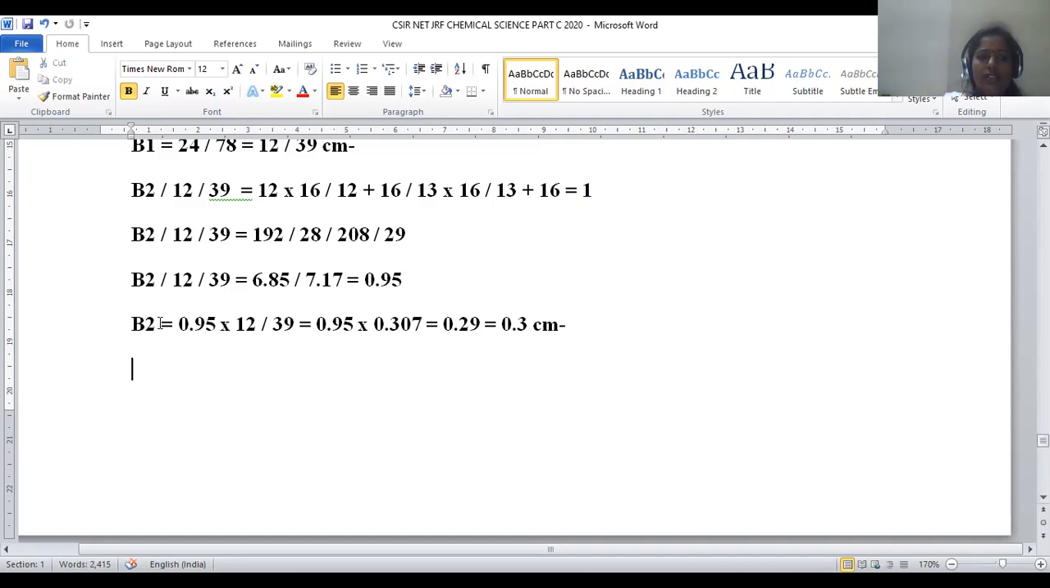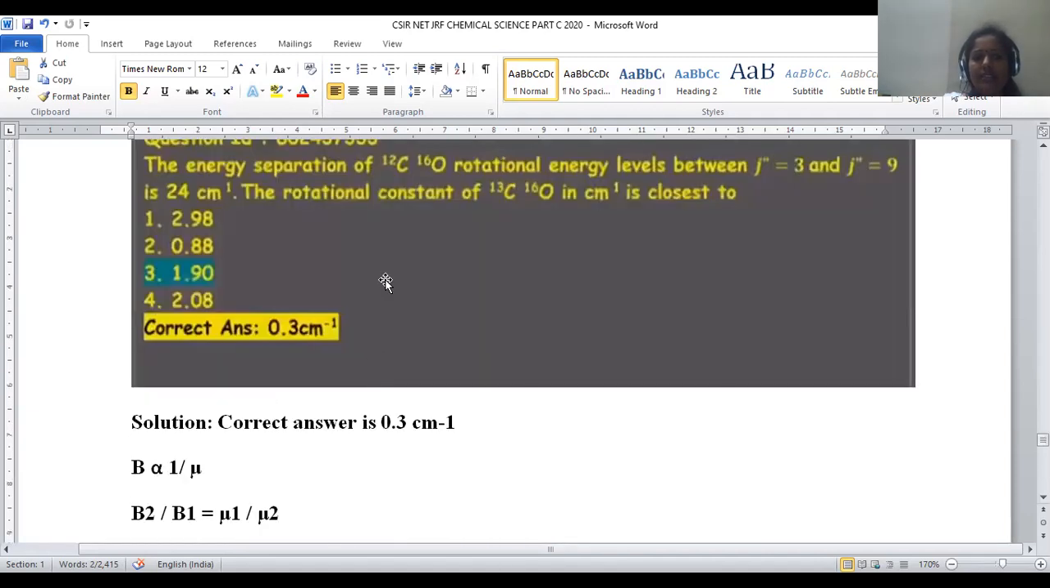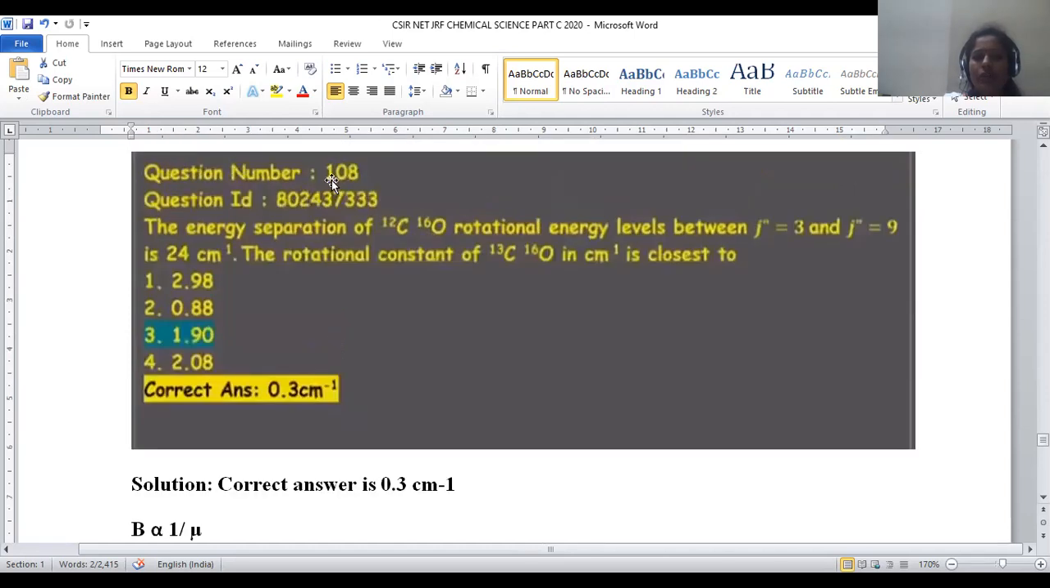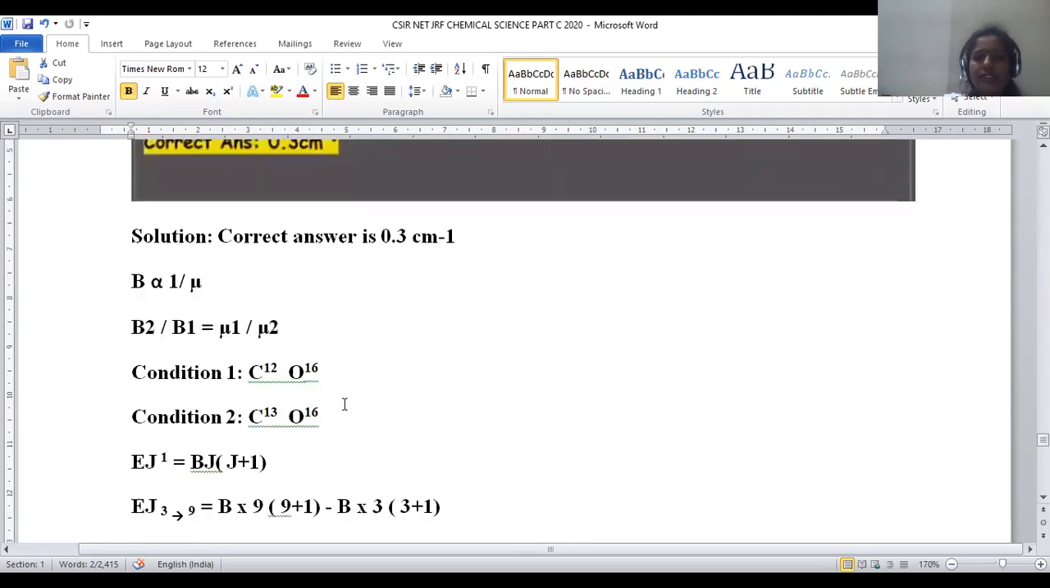So now B2 is equal to, this value will be taken to that side. So the denominator remains as 0.95 into 12 by 39. So 0.95 into 12 by 39 is nothing but 0.29. 0.29 is almost equal to 0.3 centimeter inverse. 0.3 centimeter inverse is the right answer. The rotational constant will be 0.3 centimeter inverse. For question number 108, the right answer will be 0.3 centimeter inverse.